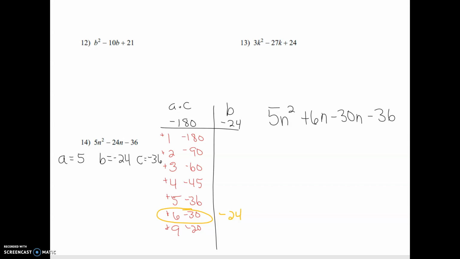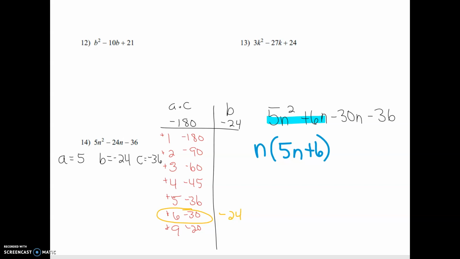So now I can go back to the grouping method, just like we did for number 9. So what factor can I factor out of the first two terms? Well, I can factor out an n from both of them. What's left over is 5n plus 6.